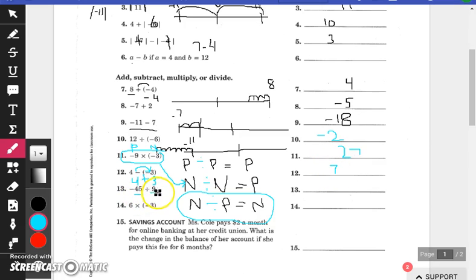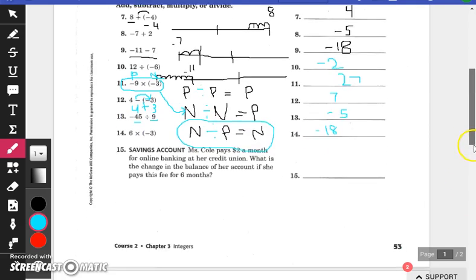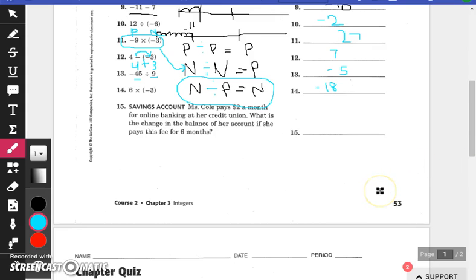Negative number, positive number, 45 divided by 9 is 5, but a negative divided by a positive is a negative, so that is going to be a -5. And last but not least, a positive times a negative, once again, fits right into this formula. You know that one positive and one negative will equal a negative, so 6 times 3 is 18, but it's a -18.